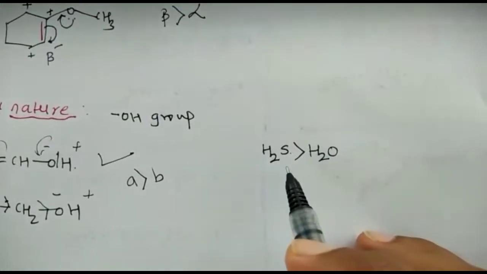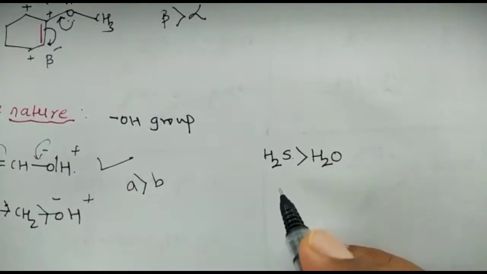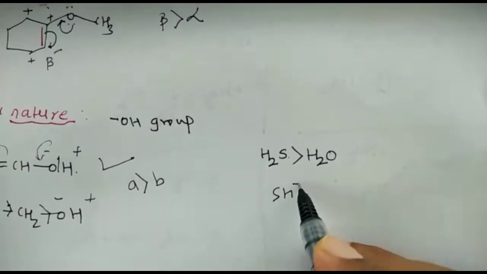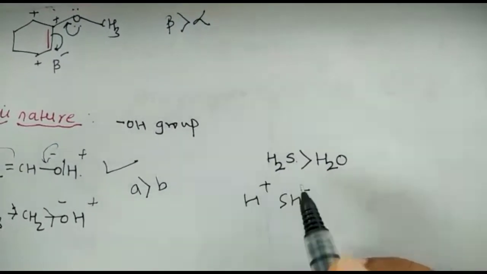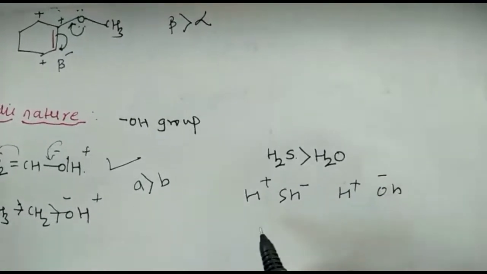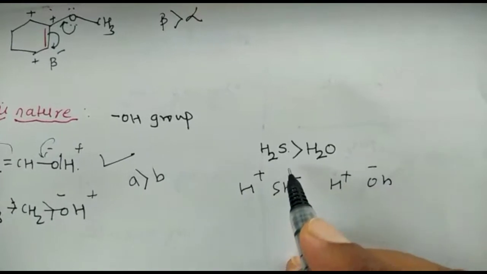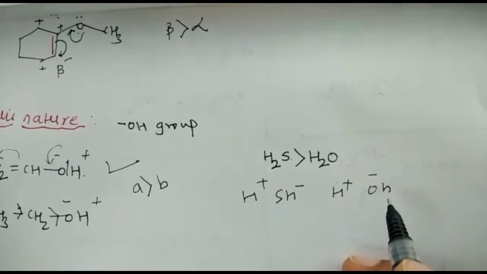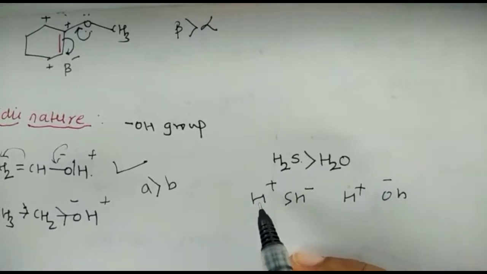Among H2S and H2O, which one is more acidic in nature? H2S can dissociate into SH minus and H plus, and water can dissociate into H plus and OH minus. As you know, the size of SH minus is more as compared to OH minus. Hence it can easily give H plus ions.